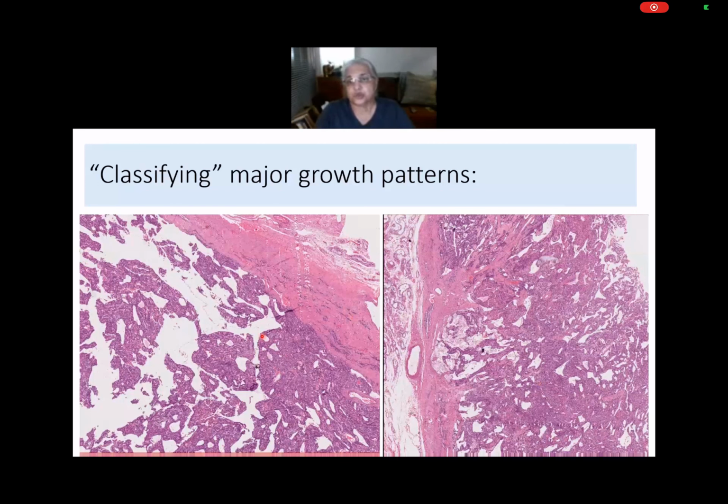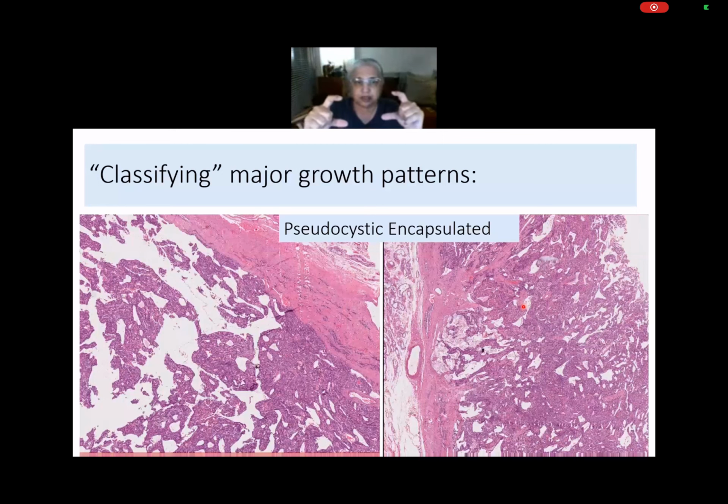And how have they formed? That's the important thing. They have formed actually by edema in the stroma. Can you see this? This is all edema in the stroma. And this edema in the stroma is pushing the solid areas apart. So this is not true cysts. Something has collected in the stroma and is pushing the solid areas apart. So this is not a true cyst. This pattern over here is pseudocystic encapsulated. Okay, so these are the patterns that you see.